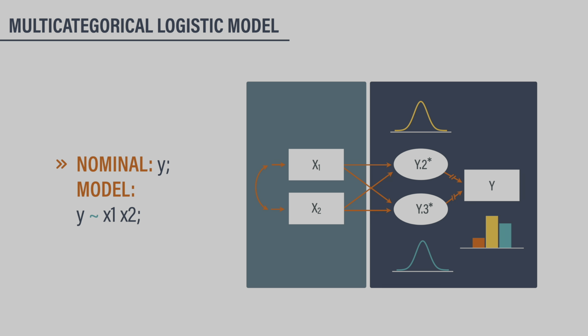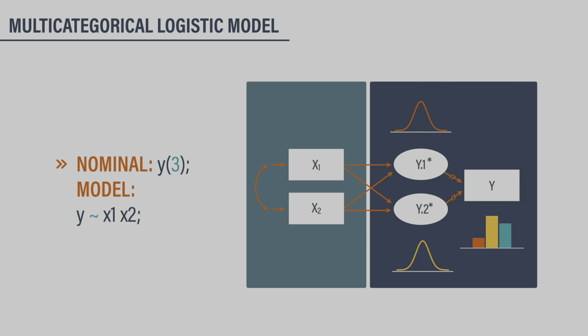The path diagram shows a situation where the predictors influence the propensity for classification in groups 2 and 3 relative to reference category 1. Blimp automatically assigns the lowest numeric code as the reference group. You can change this by listing the desired reference group code on the nominal line. In this example, I designate group 3 as the reference group. The latent variables now represent the propensity for classification in groups 1 and 2 relative to reference category 3.